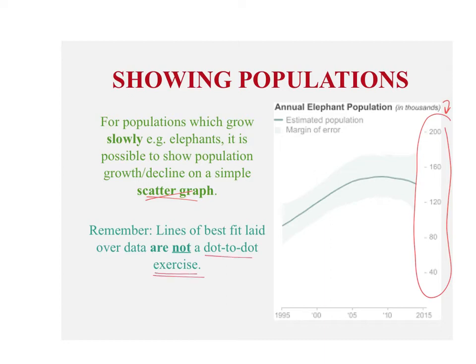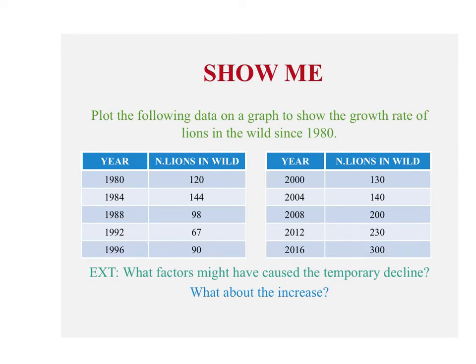Do not do a dot to dot with a scatter graph because that will be a mess. We're not looking for a jaggedy line that shows the pattern year on year. No, we are looking for the line of best fit, the line that best fits the data that we've got, not multiple lines joined together in a dot to dot.